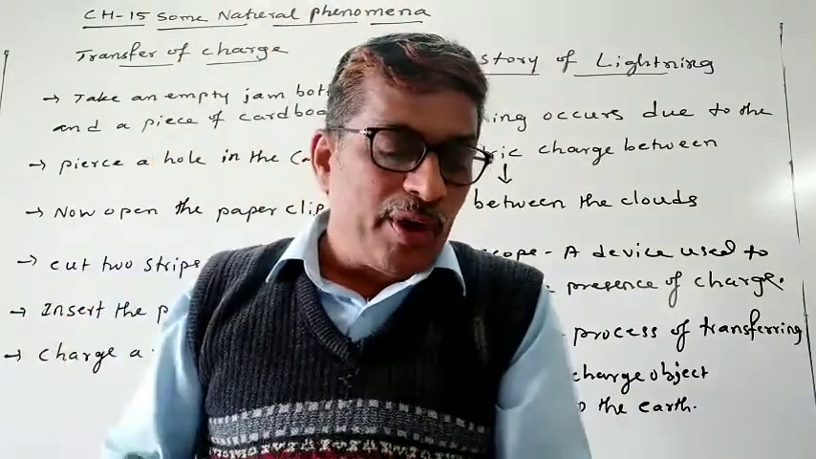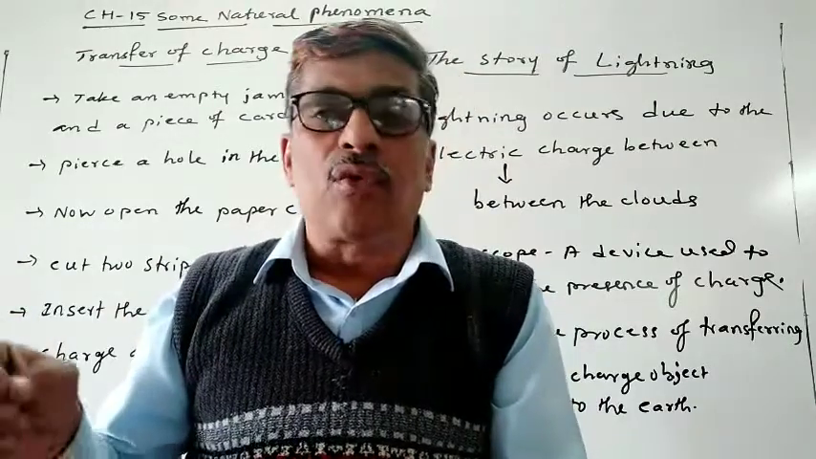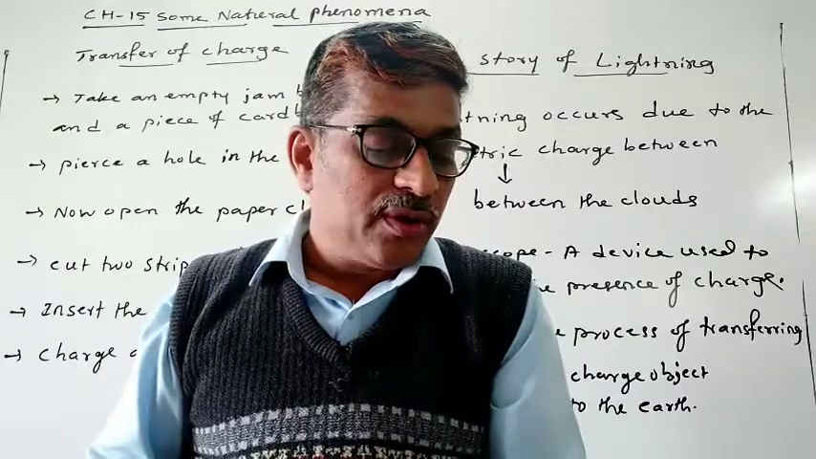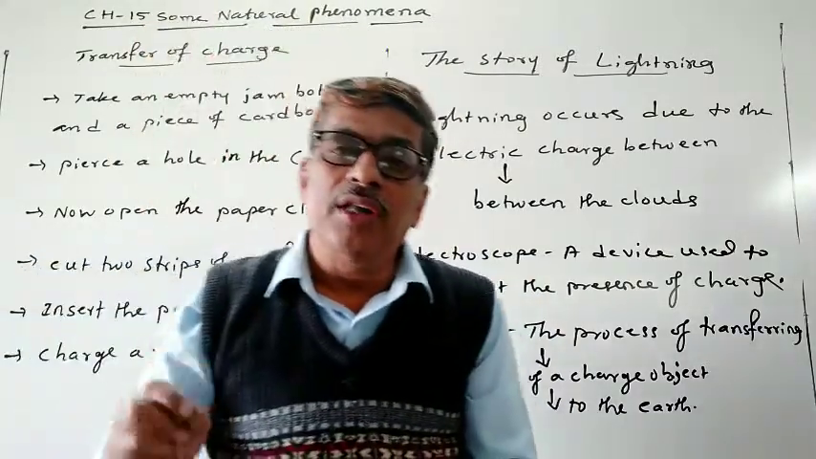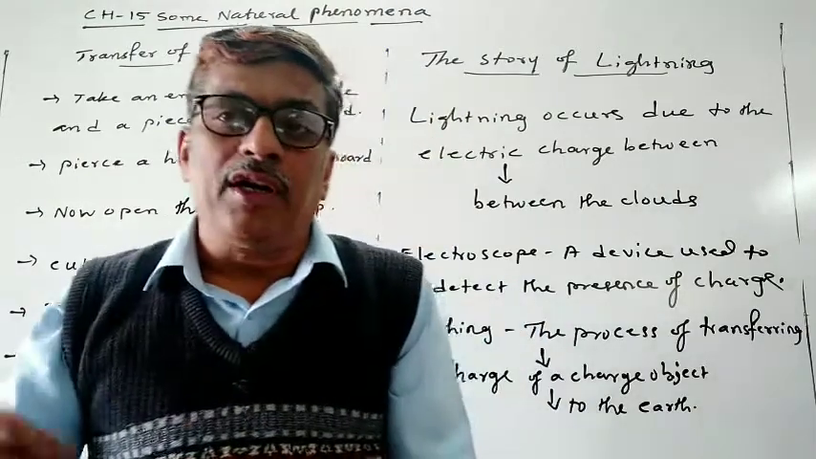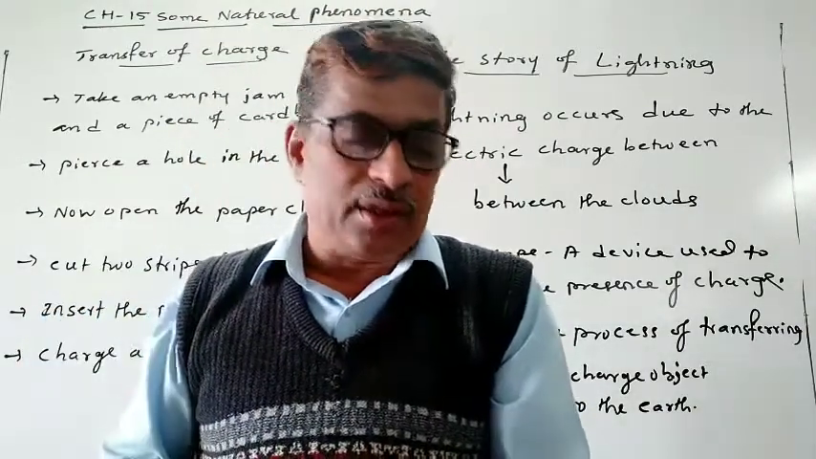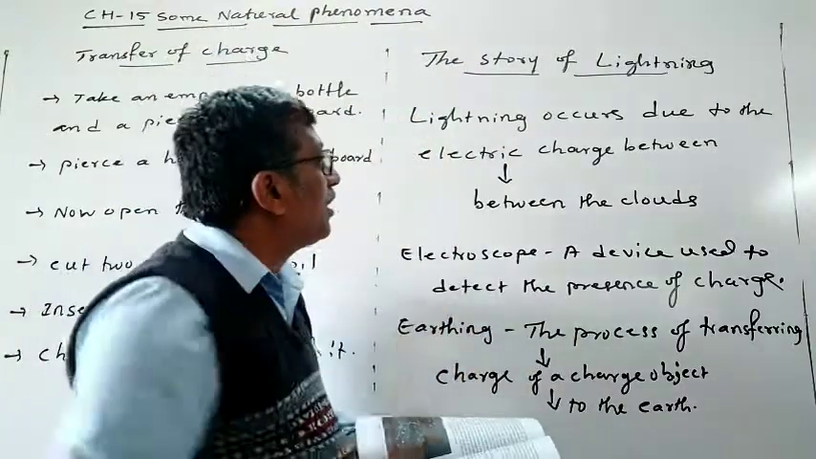Earthing is provided in buildings to protect us from electrical shocks due to any leakage of electric current. Any leakage of current can be handled, and we can be protected by the earthing. Now we'll discuss the story of lightning.